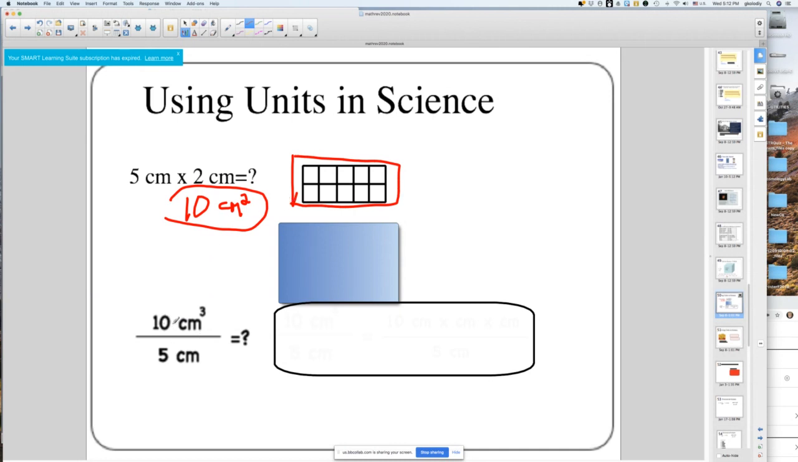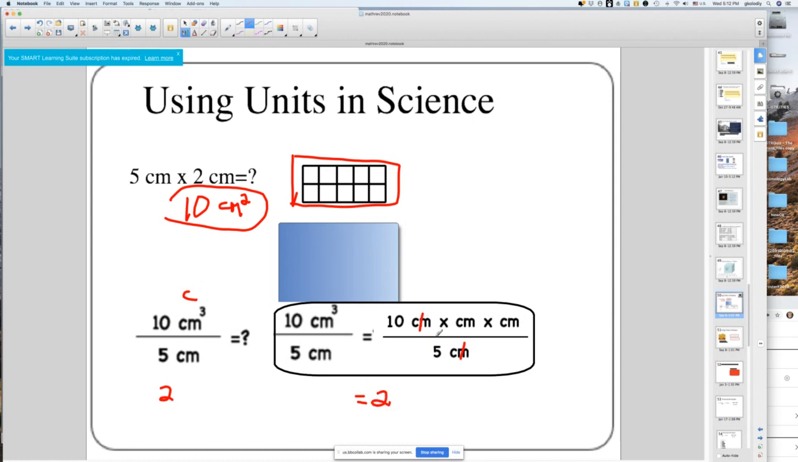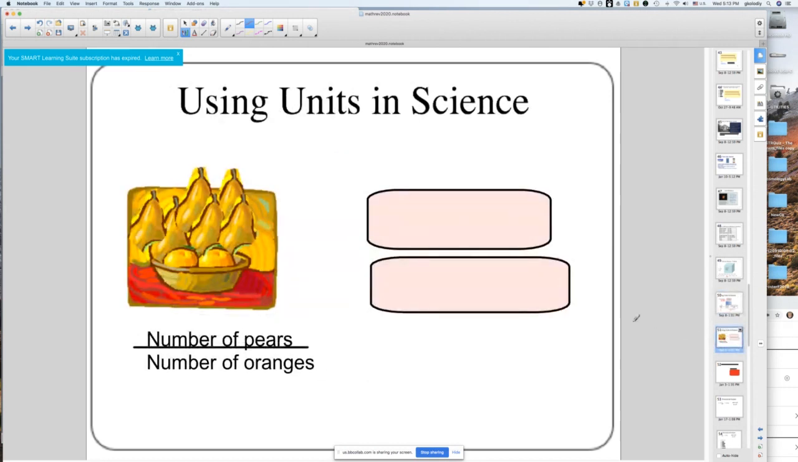How about if you take 10 cubic centimeters divided by 5 cubic centimeters? Well, 10 divided by 5 is 2. That's pretty easy. But this is centimeters times centimeters times centimeters over centimeters times centimeters. One of these centimeters cancels one of these. So the answer is 10 divided by 5 is 2, and since these have canceled, 2 centimeters. All right, I know this is easy, but let's see how you do on this one.